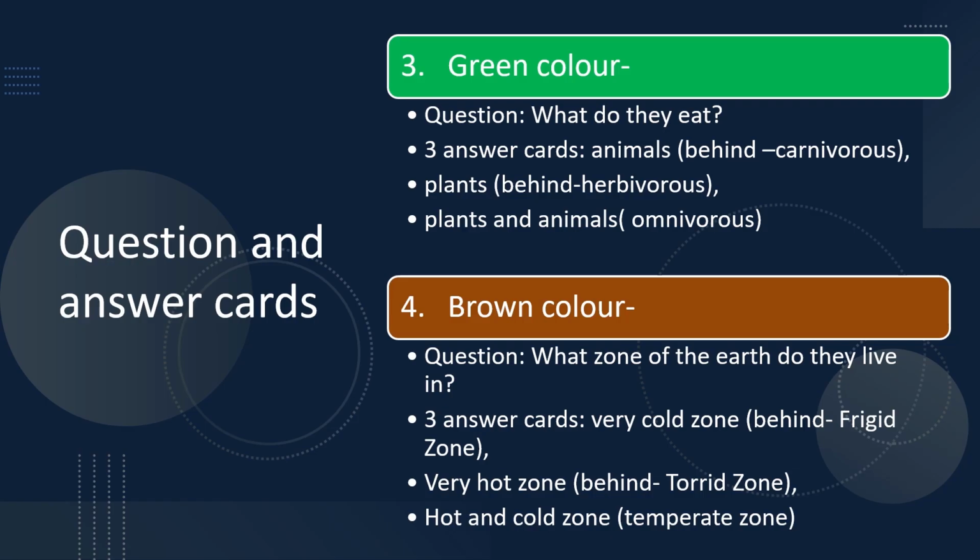The fourth question is in brown. And what zone of the earth do they live in? There are 3 answer cards. Very cold zone, behind we write frigid zone. Very hot zone and behind it we write torrid zone. And next one is hot and cold zone and behind we write temperate zone.